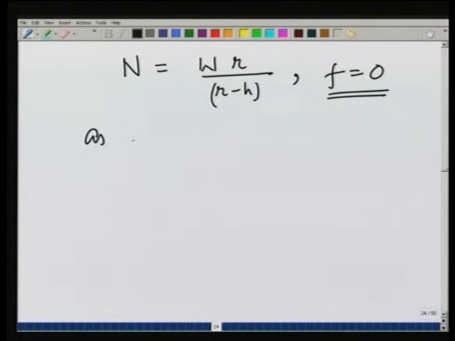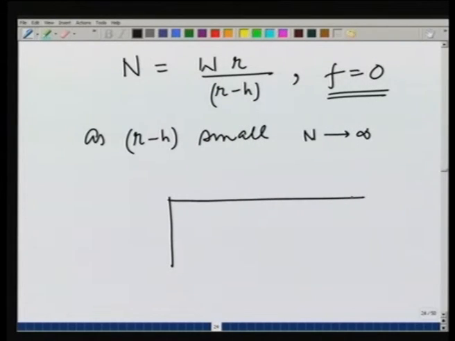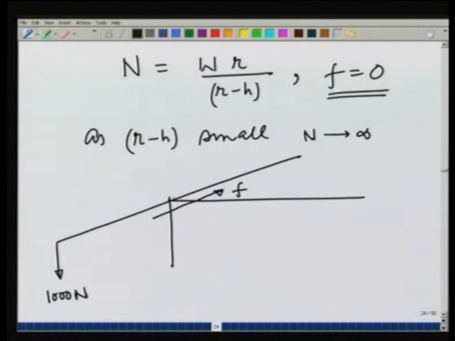Notice that as R minus h becomes small, N goes up. So, therefore, the normal reaction keeps on increasing as h becomes larger and larger. Compare this with the case that I discussed a while ago and also worked out in detail in the previous lecture, where we had a rod lifting a 1000 Newton weight. In that case, in order that the rod not slip over the edge, we required a frictional force on the edge. So, what we learn is that a rod or a plank on an edge can apply normal force in the case of smooth surfaces, and a normal force and a frictional force when the edges and the surface are rough.